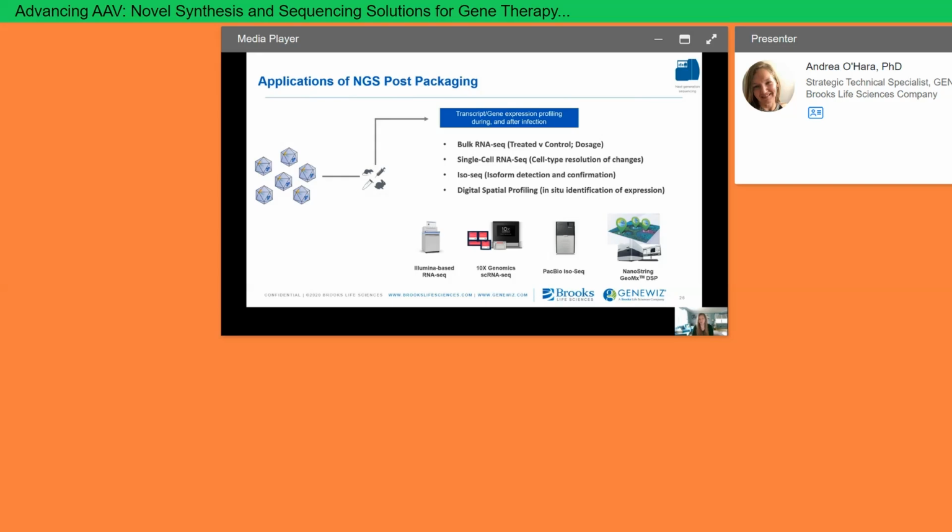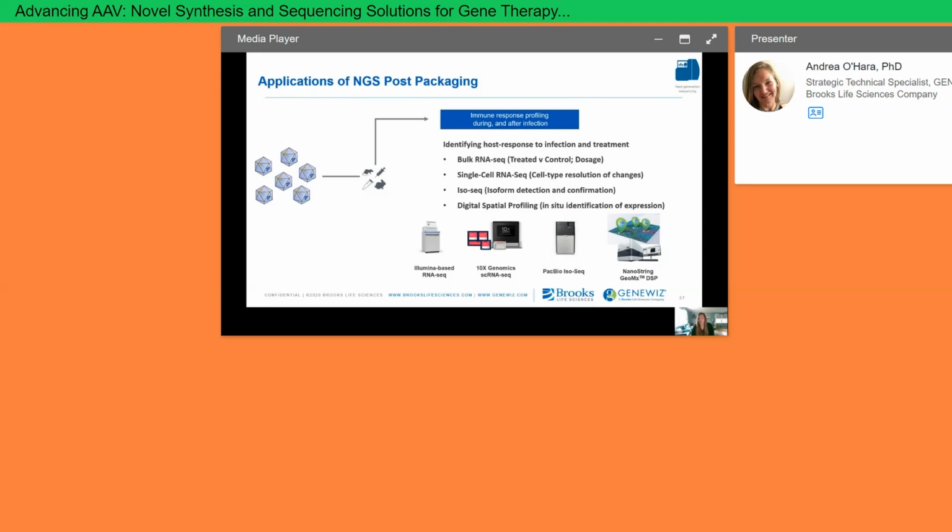Finally, we have digital spatial profiling, or DSP. This is on the NanoString GeoMx platform. And this is ideal for in situ identification of expression. With this, we would actually take a tissue sample and look for the expression within the tissue sample. Again, really ideal if we're thinking of targeting specific cells or cell types, and we want to see that within the 3D context of the tissue.